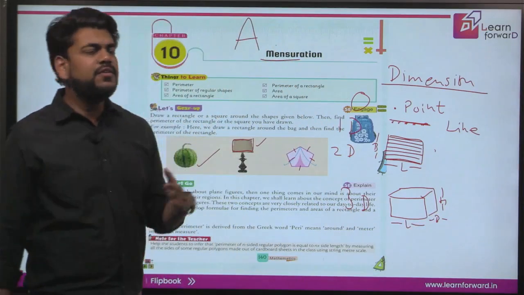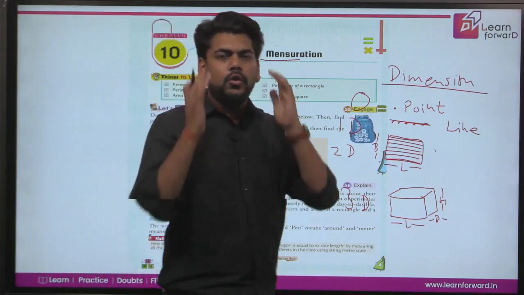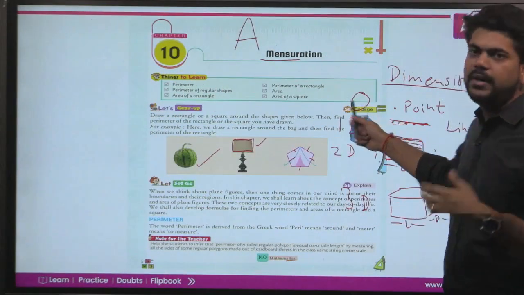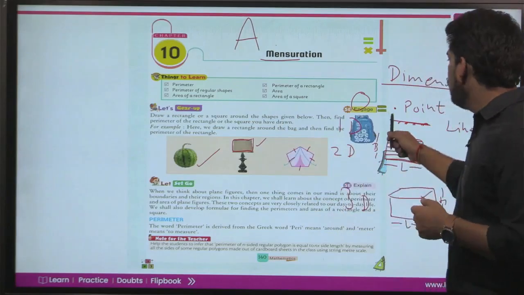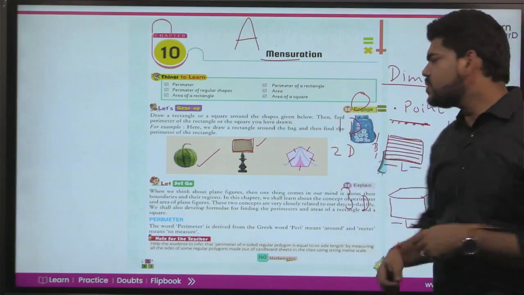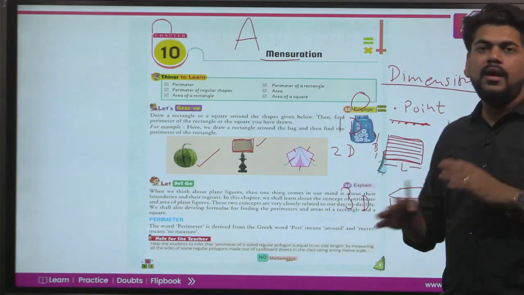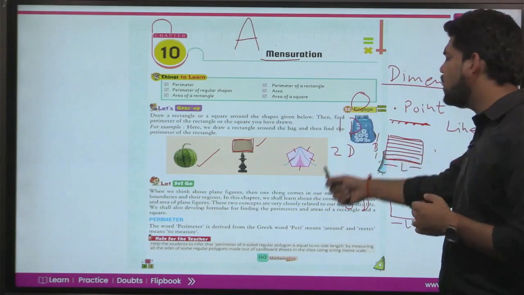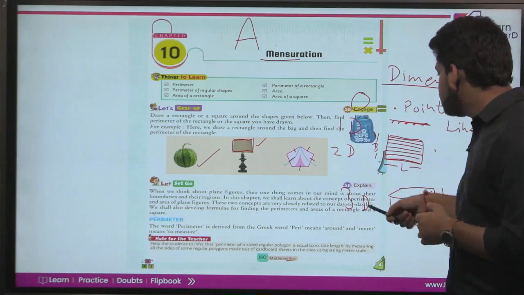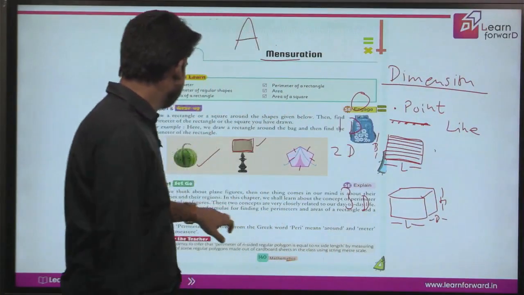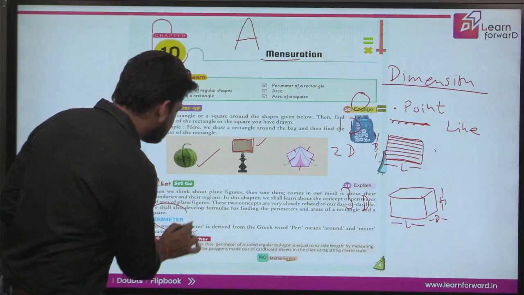So whenever we start with the chapter mensuration, the first thing is to measure. We start the measurement with the point, but it's 0-dimensional. Then is length, which is 1-dimensional. Then it can be a regular square, rectangle, pentagon, anything, but it has a 2D shape. Next is the 3D shape, which has length, breadth, and height. Fine. Our first concept is perimeter.